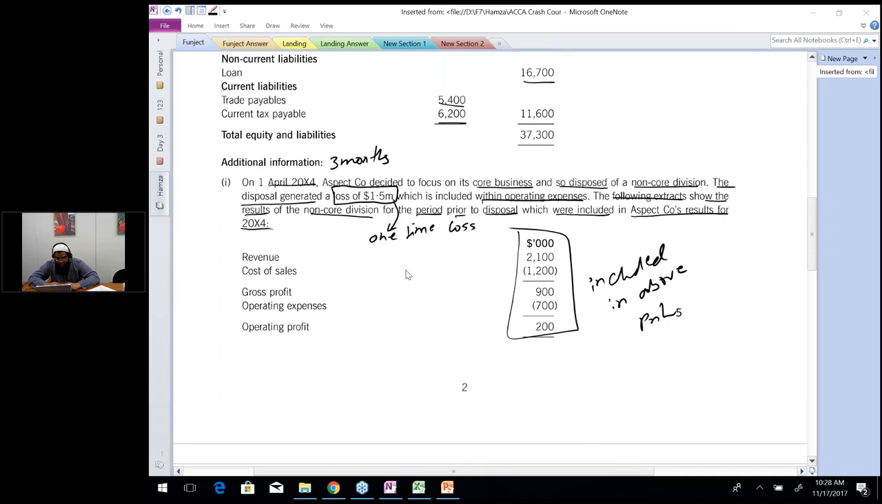Akbar Naveed is saying, will we take the corresponding impact of the 1.5 million one-time loss by reducing cash? Yes, Akbar, we are going to reduce the cash as well, but later on.